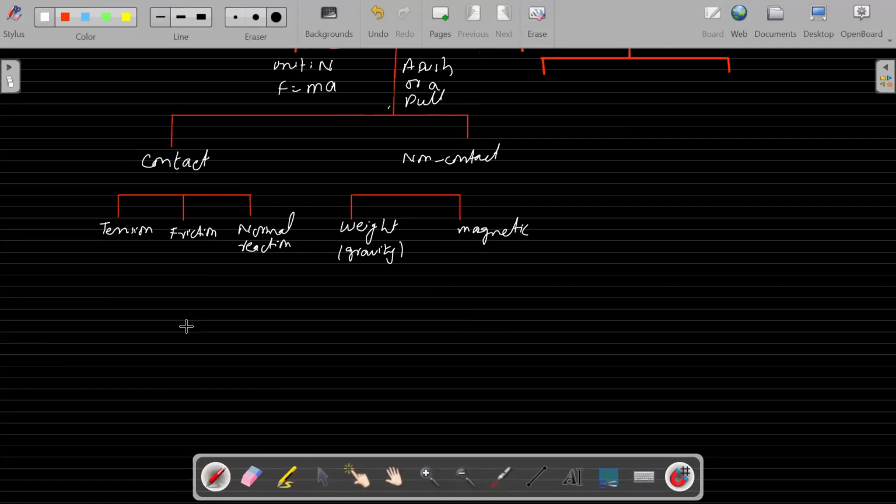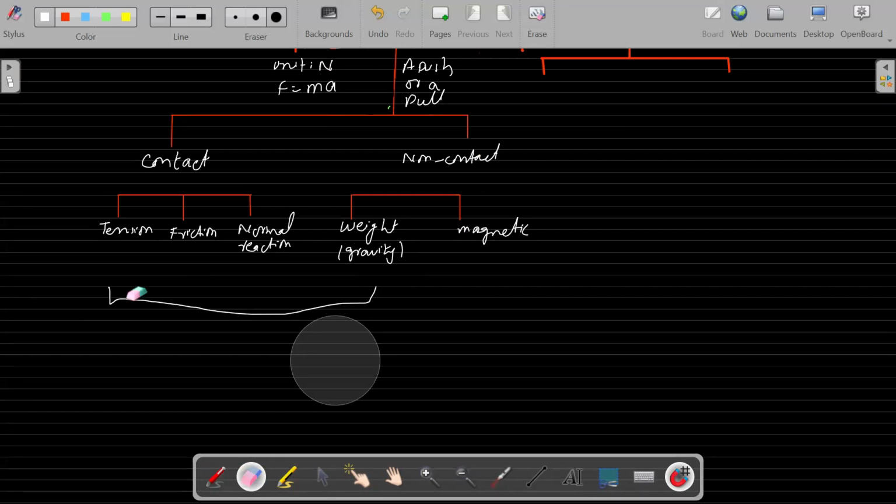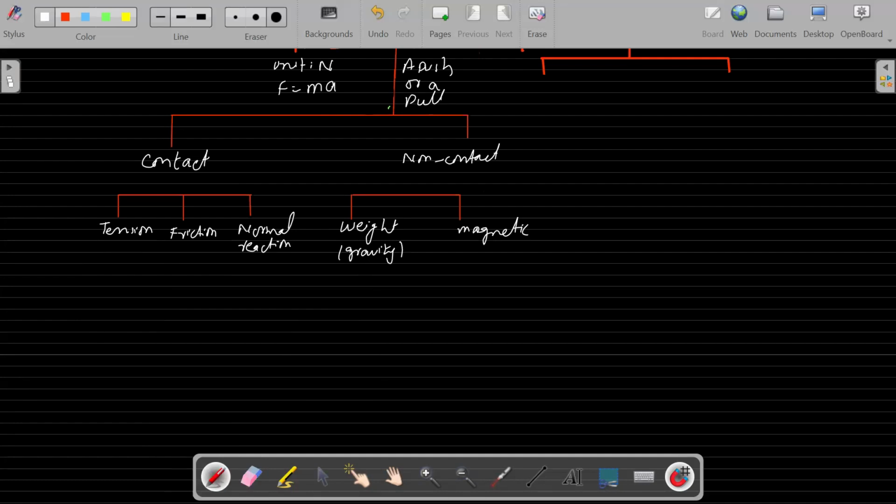We will be discussing only these four forces because tension can be considered as upward force. I will tell you everything about this later. So right now I'm going to tell you about weight. What is weight? Weight is basically a force experienced by a body due to gravity.